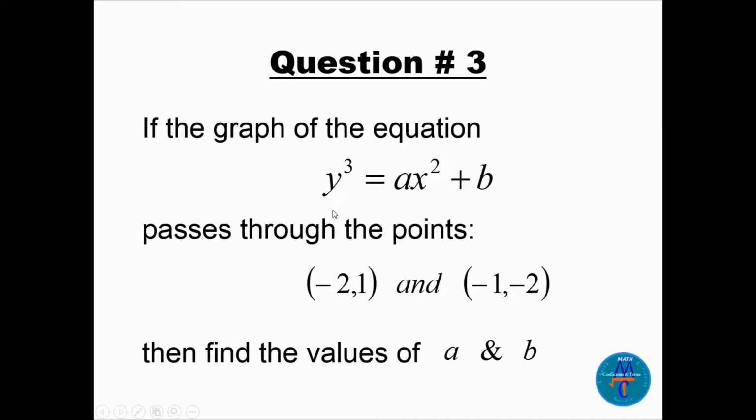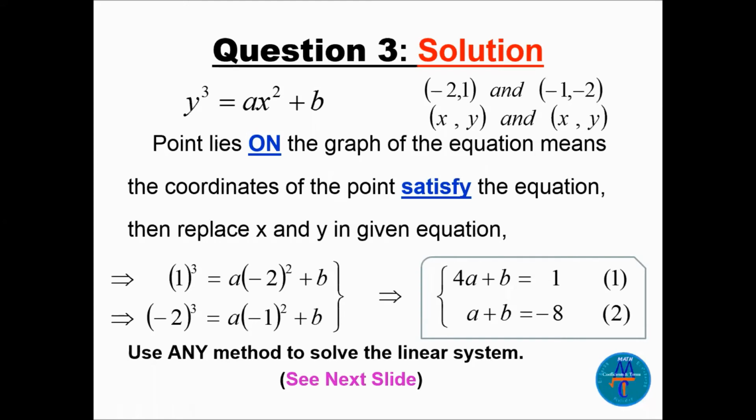So this is the equation. This is the point. Just imagine there is a graph, and whatever this graph is, this graph passes through the points minus 2, 1 and minus 1, minus 2. Let's find a and b. Okay, we do the same procedure. Same procedure: the first point, second point, these points lie on the graph.